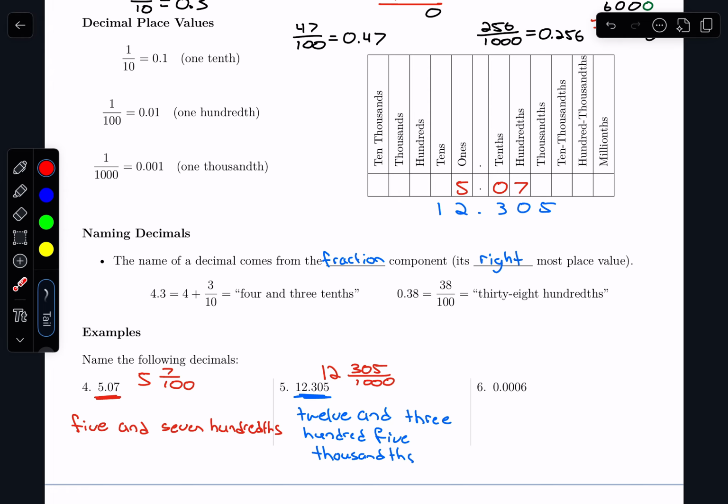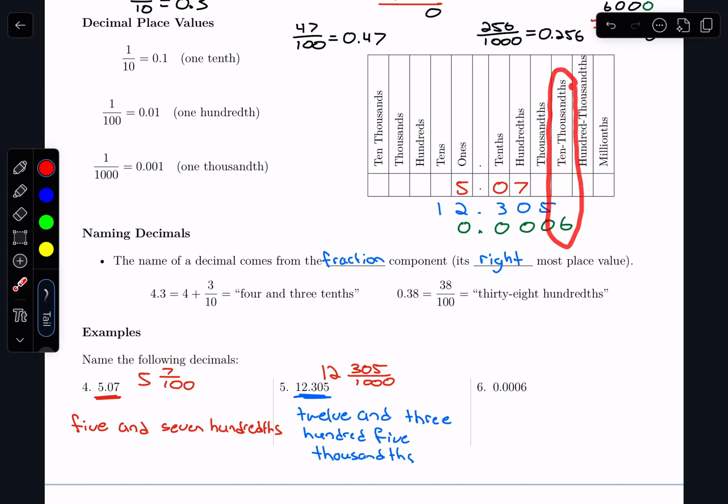All right, we can keep going a little deeper though. We have more place values than that. So this next number is 0.0006. All we have to do is look at the rightmost place value, which in our chart right here is going to be the 10,000s place.